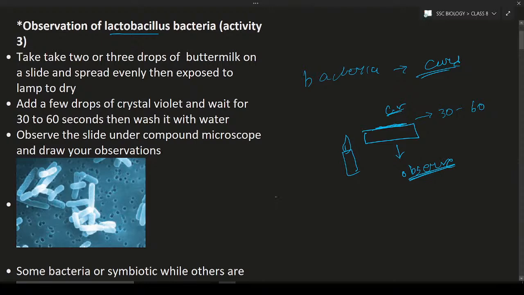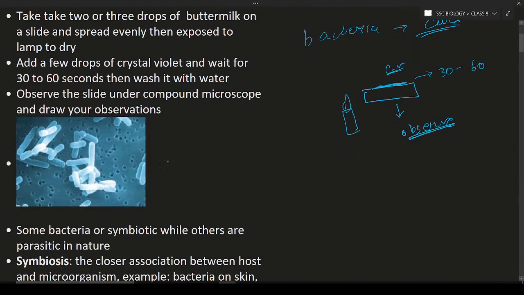Next, if you observe under the microscope, you can see such a picture. This is not a picture, this is a microscopic observation. These rod shaped structures are nothing but lactobacillus bacteria.